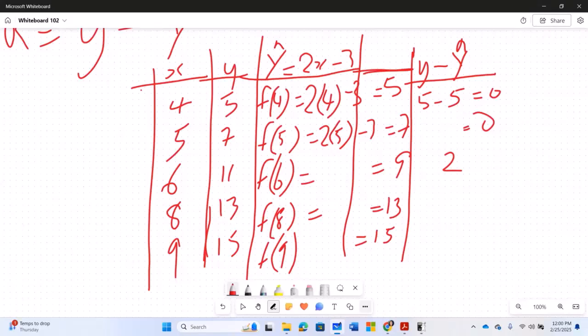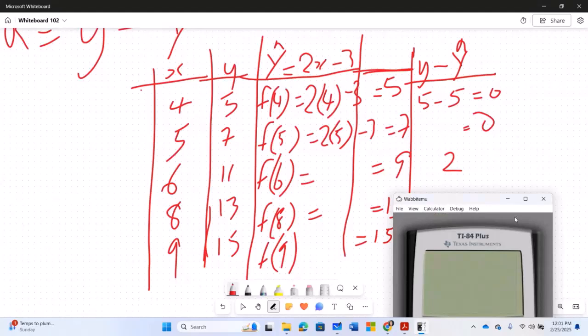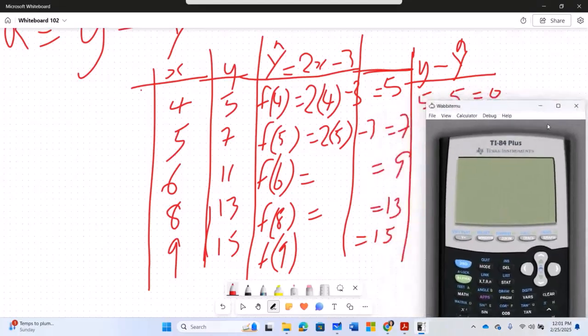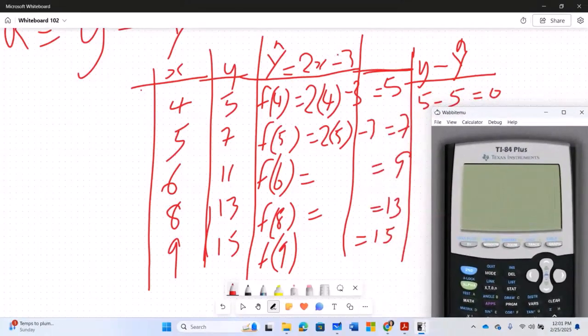let's go put it in our calculator. Because this is y minus y hat, let me put it in my calculator, and we can actually do it next class. So for each y hat, find the value: 2 times 4 is 8, 8 minus 3 is 5; 2 times 5 is 10 minus 3, because that is the equation, 7.